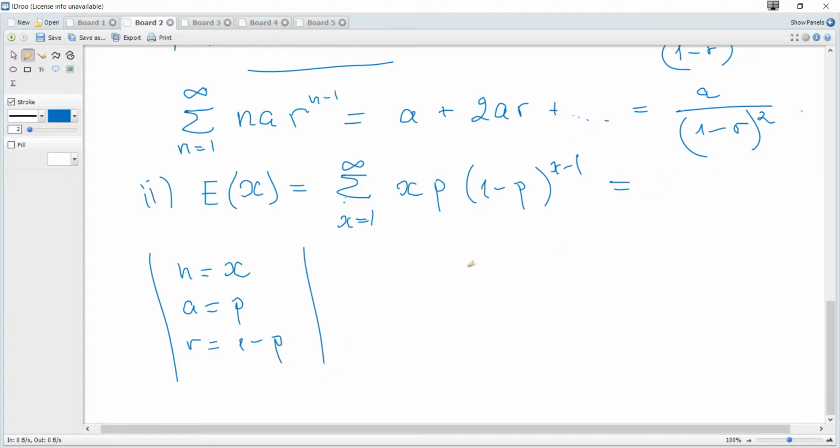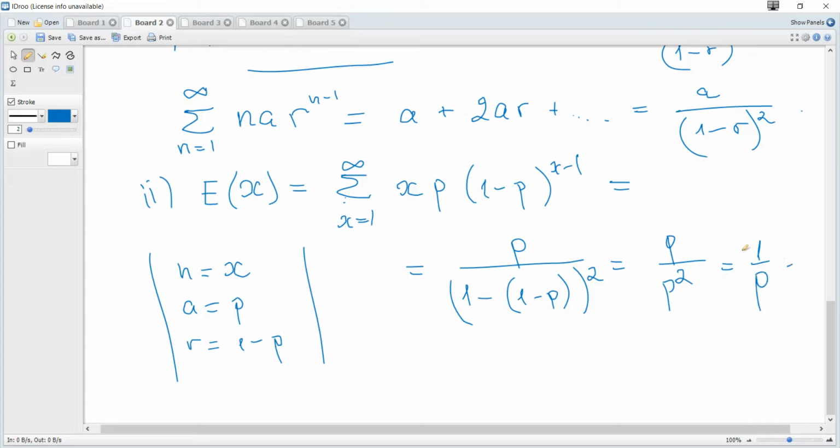So we can say that it is equal to this, but a is p and 1 minus r is 1 minus 1 minus p, squared. And you can see that it's what? P over p squared, and it's 1 over p as required.